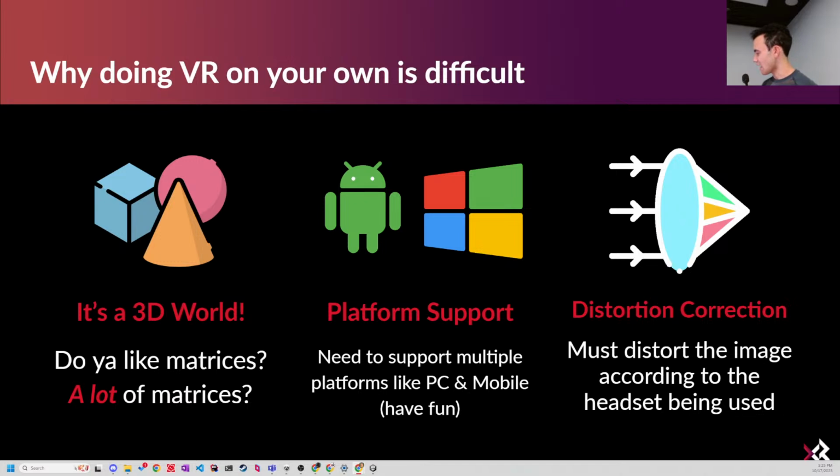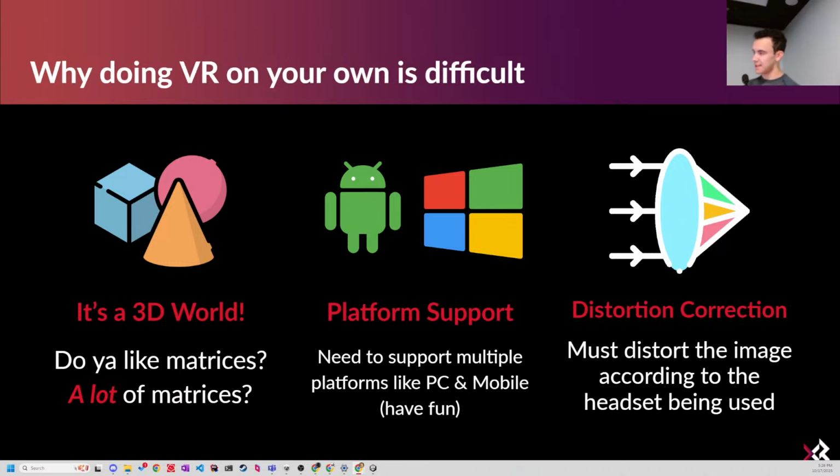For example, because these are lenses and physics dictates that lenses will bend and shape light, you have to do some additional math to distort the image that you output to the headset to conform with the headset's visuals. And I don't even know that math, so Unity will do it for you, which is really nice.